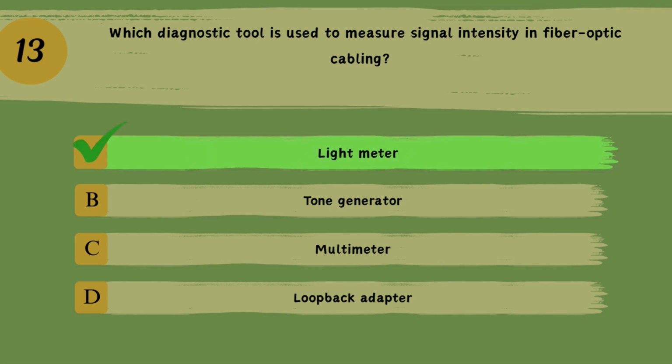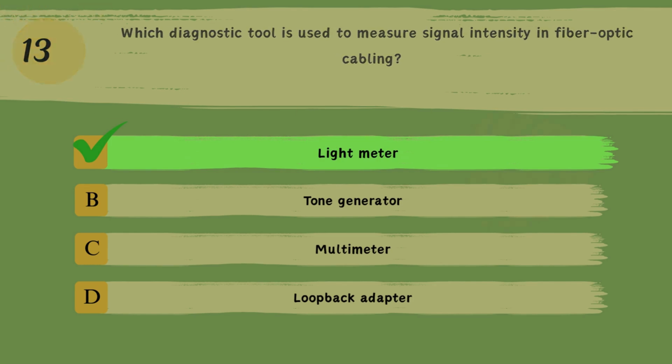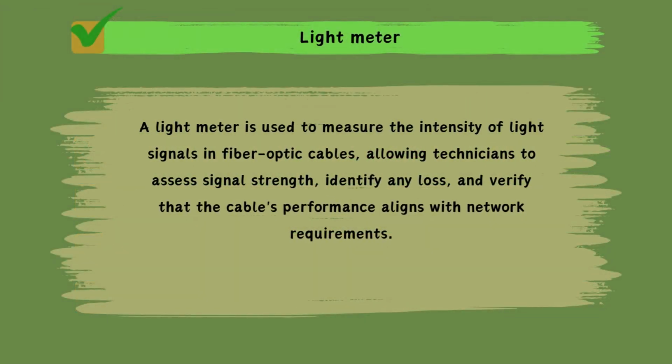Correct answer, A. Light meter. A light meter is used to measure the intensity of light signals in fiber optic cables, allowing technicians to assess signal strength, identify any loss, and verify that the cable's performance aligns with network requirements.